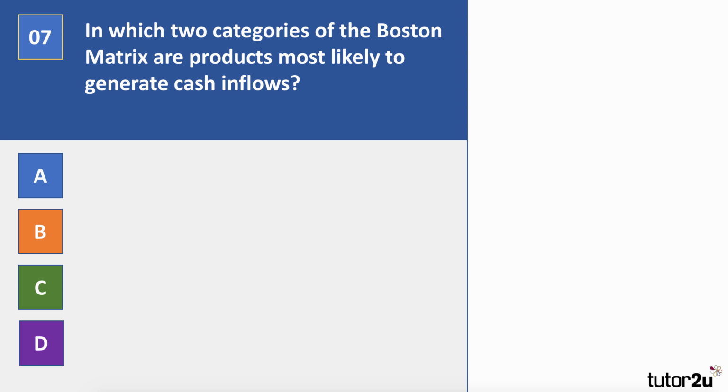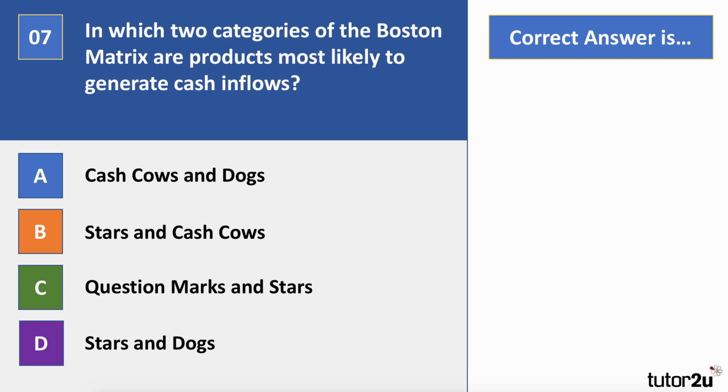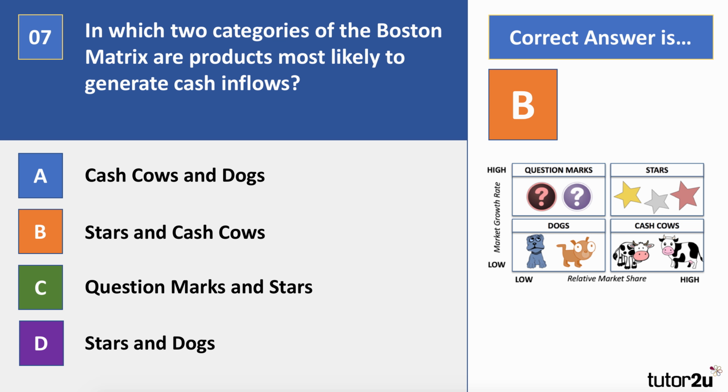In which 2 categories of the Boston Matrix are products most likely to generate cash inflows? Here are your combinations. Have a think, pause the video. And if you've had a go at thinking about that one, testing your knowledge of the Boston Matrix, hopefully you selected answer B, stars and cash cows. Well, cash cows is obvious, isn't it? Those are the products that have a high market share, high relative market share compared with the competition.